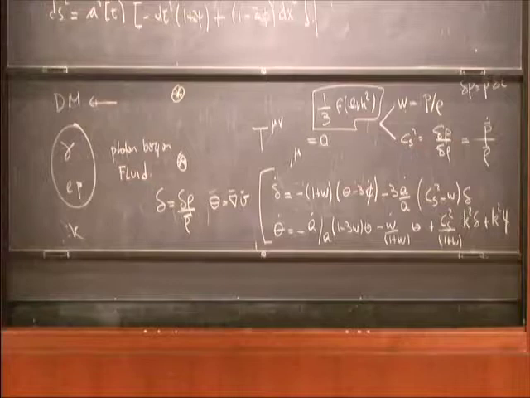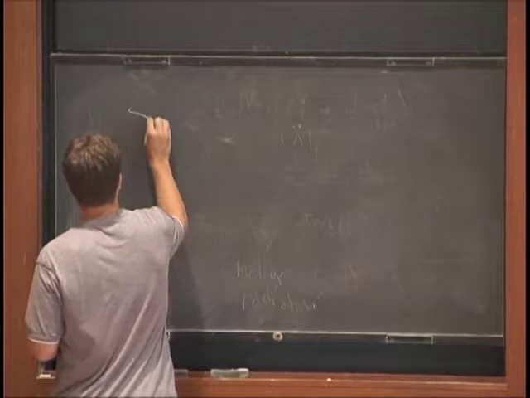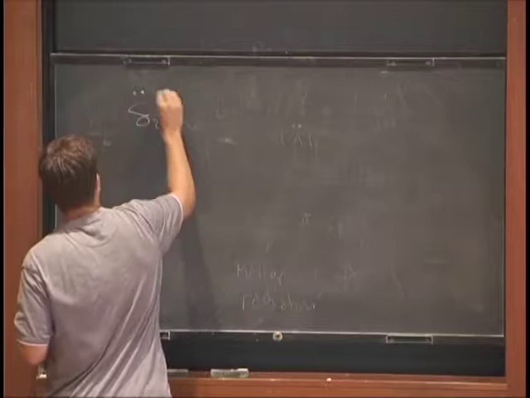Okay, so you will end up with an equation of the following form for delta gamma, which is the delta of the photon-baryon fluid. You will end up with an equation of this form.